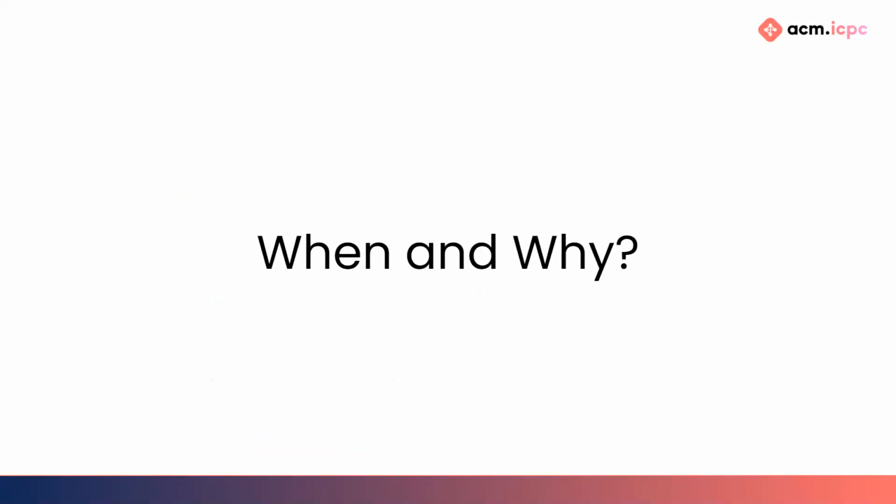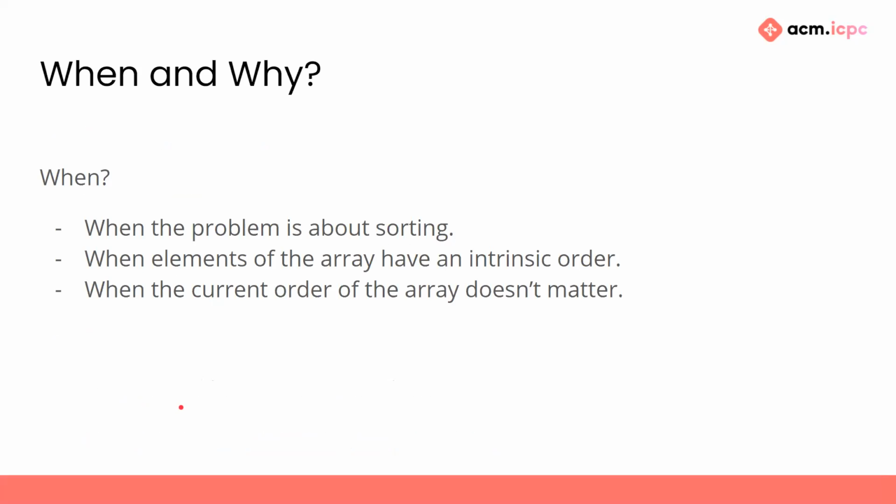And then let's talk about when and why we want to use sorting algorithms in competitive programming. Firstly, when. I summarized three points where I would use a sorting algorithm. First, when the problem is about sorting. When the problem literally says sort this or sort that, or put these things in a specific order, you would have to sort. And secondly, when the elements of the array have an intrinsic order. When you have an array of integers, and integers can be sorted, you would put sorting on the list of things you might consider.